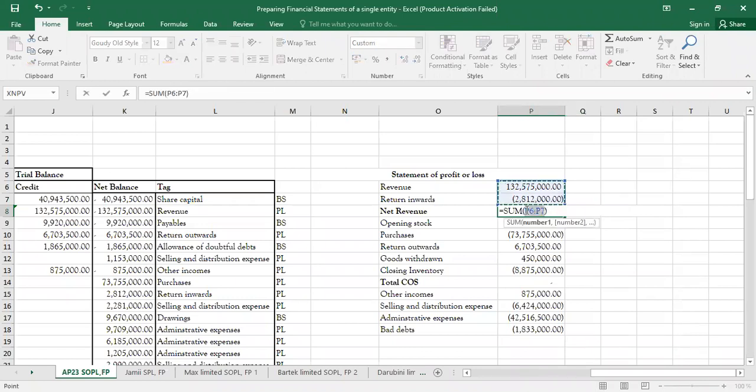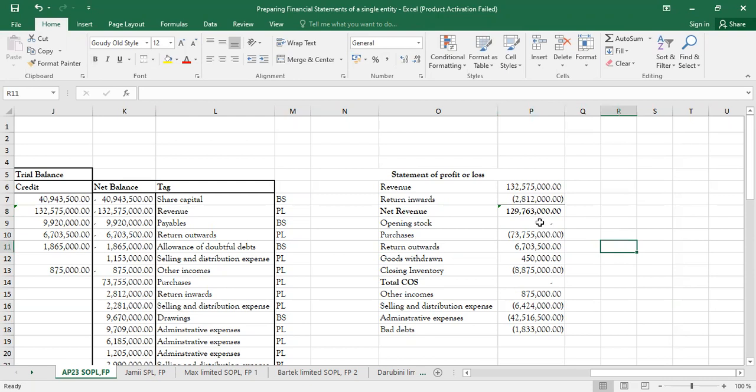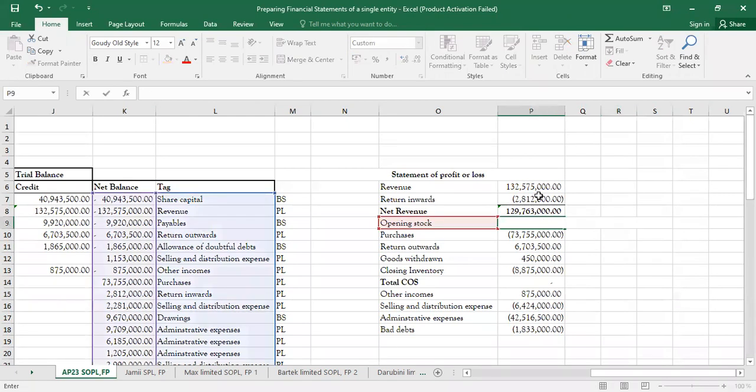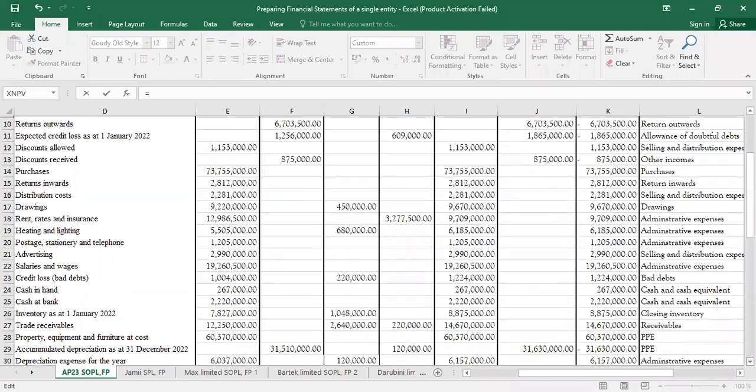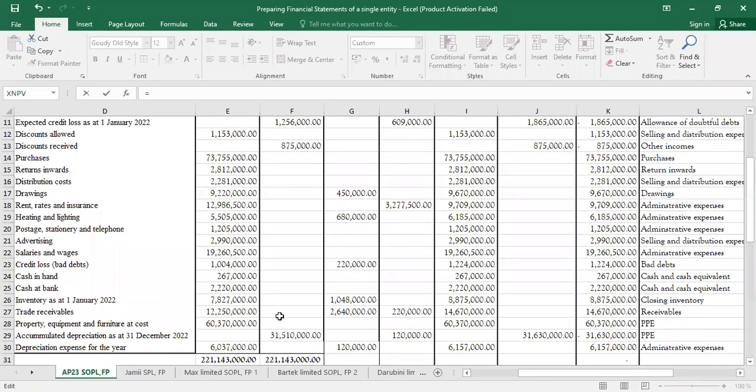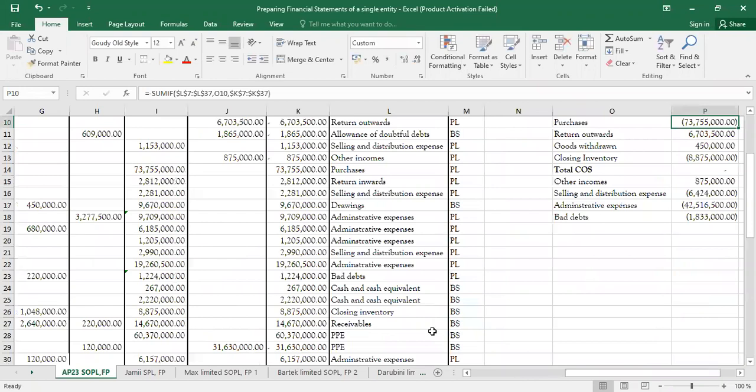I'll press Alt equals, Control Enter, Control B for bold, Alt HBP for a top border. So our revenue we have already finished, isn't it? So here, remember, our opening stock cannot be shown on the adjusted trial balance, isn't it? So we'll take it from the unadjusted, because opening inventory does not show. So where was the opening inventory? It was here, isn't it? I take it, enter, then I go back to where I was.